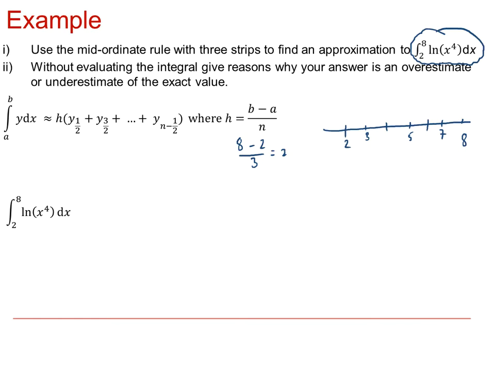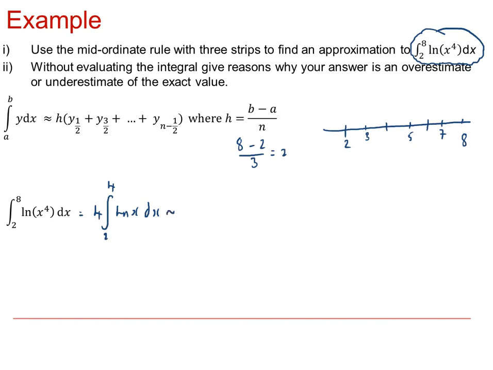The integral of log x to the power 4 can actually be written as 4 multiplied by the integral of log x dx. That's because 4 log x is the same as log x to the power 4. So we can evaluate that between 2 and 8.